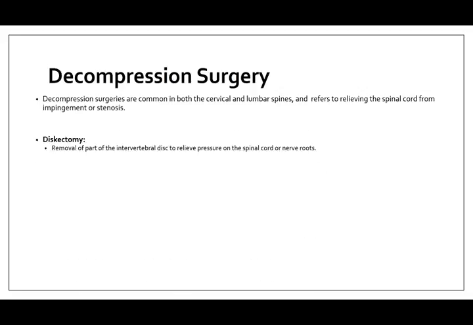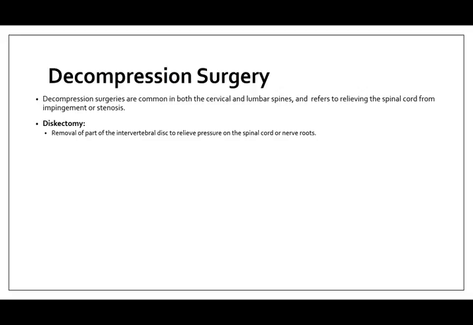So there's several different types. One is a discectomy, which is removal of part of the intervertebral disc to relieve pressure on the spinal cord or nerve roots. Another is a laminectomy, which removes the back of one or more of the vertebrae, usually to give access to the spinal cord or to relieve pressure on the nerves. So this would be them actually taking out the spinous processes.